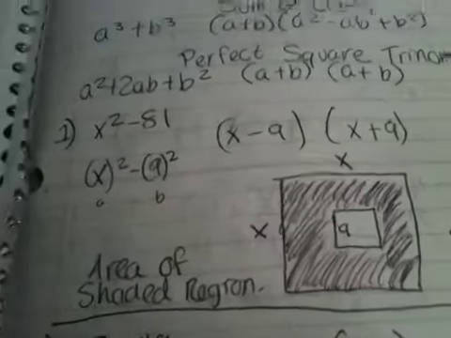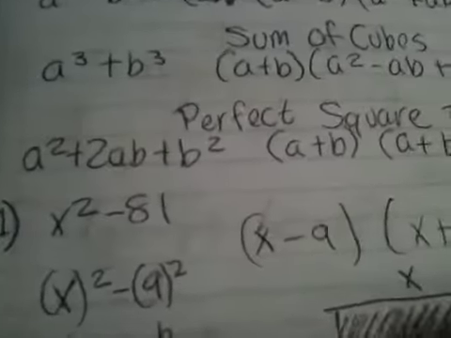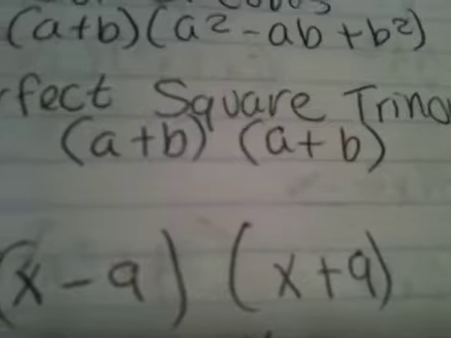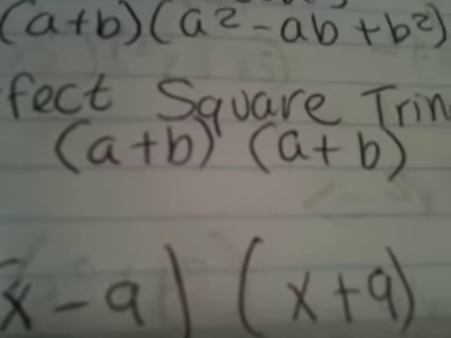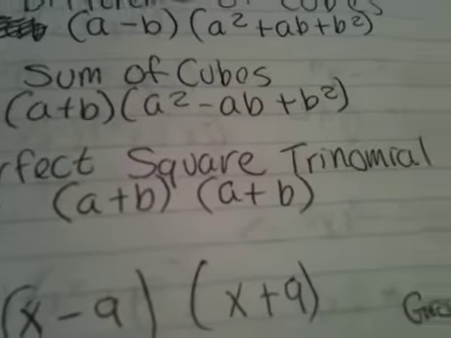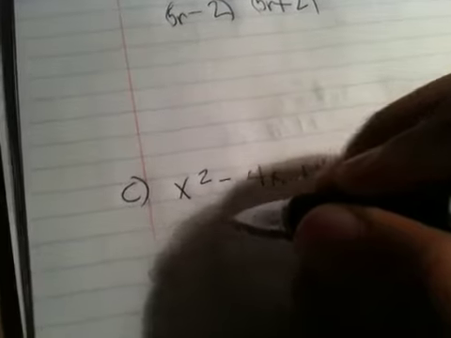Okay. Third one, C. Does anybody recognize it? It's a perfect square trinomial. Anyway, alright. So, as you can see right here, a squared plus 2ab plus b squared has to come out to be a plus b times a plus b. So if we go back to our problem, we have to figure out the a values and b values.